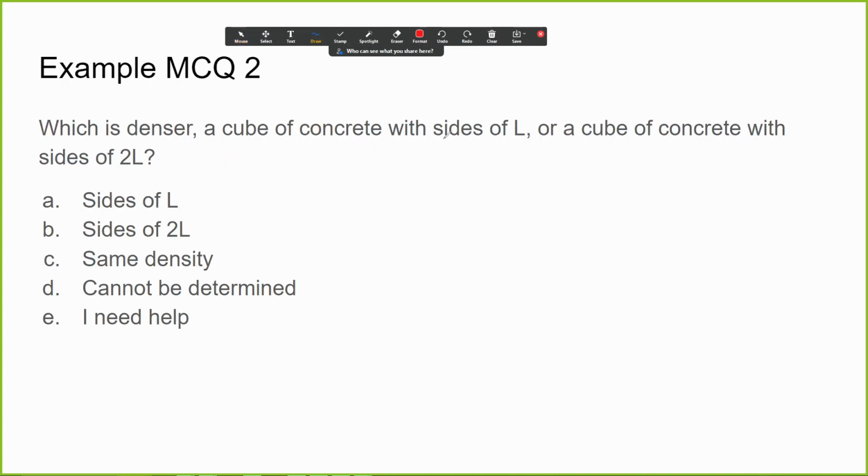So which is denser, a cube of concrete with sides of L or a cube of concrete with sides of 2L? This is actually a trick question because they're made of the same material. So if they're both made of concrete, that means that they have the same density. You may be tempted to say the side of 2L or the side of L because you're saying, okay, well, volume's increasing or decreasing by this much, so what happens to density as a result? But ultimately, if the two objects are made of the same material, they're going to have the same density.